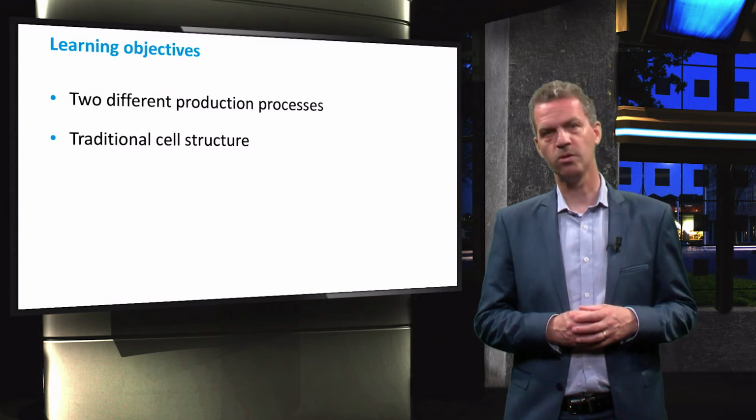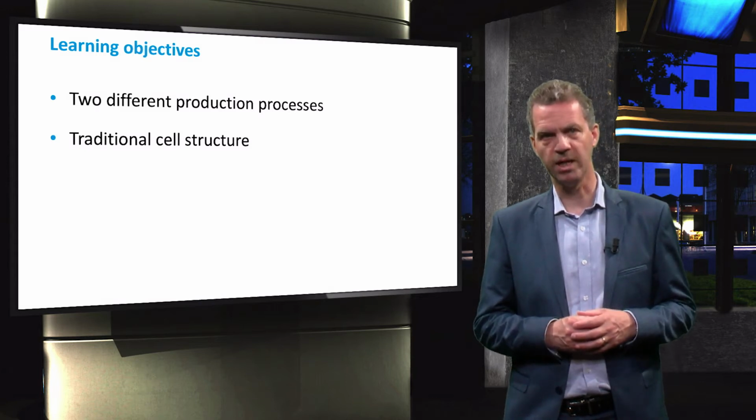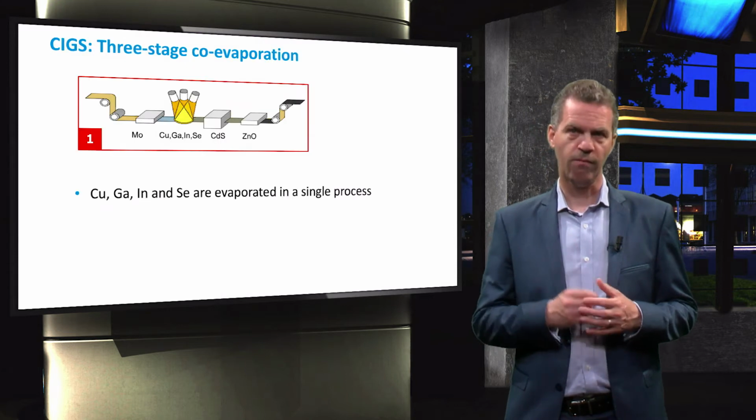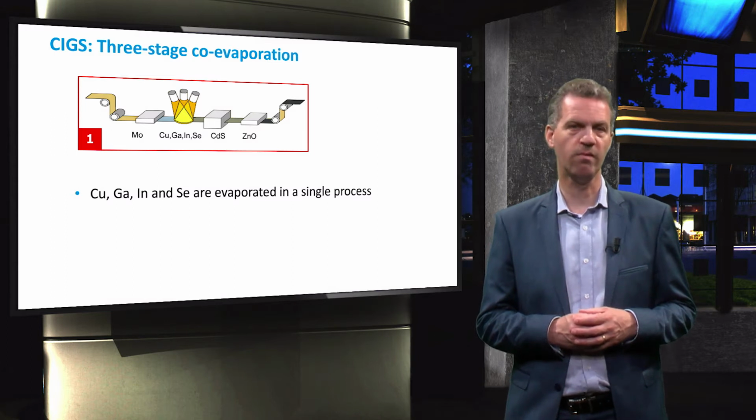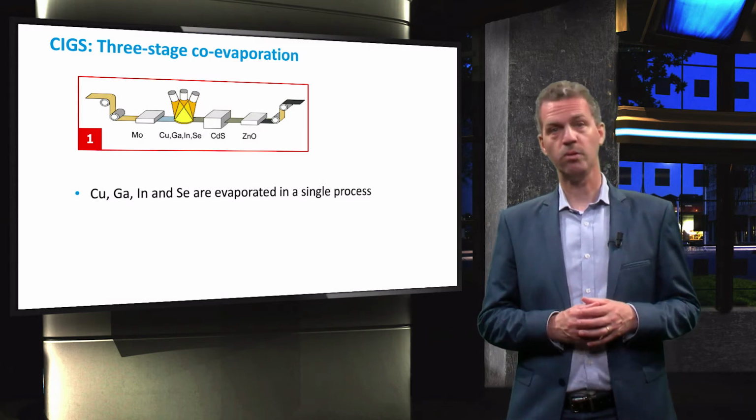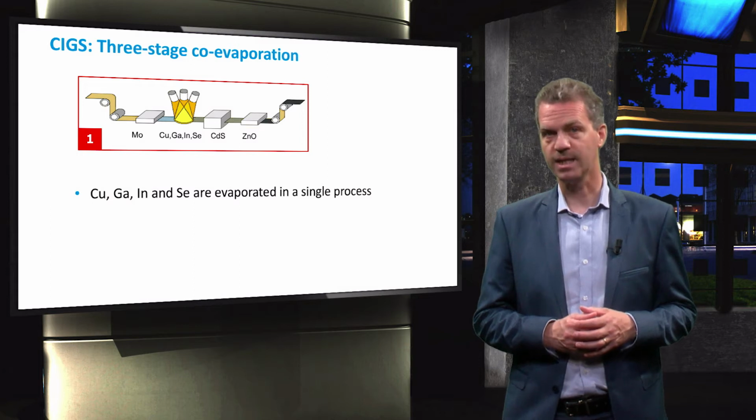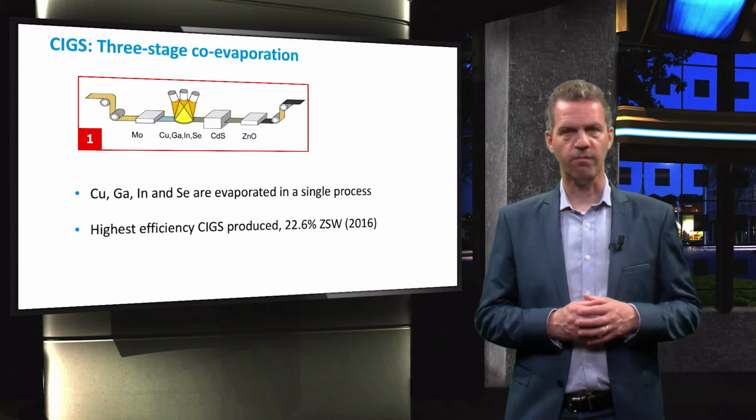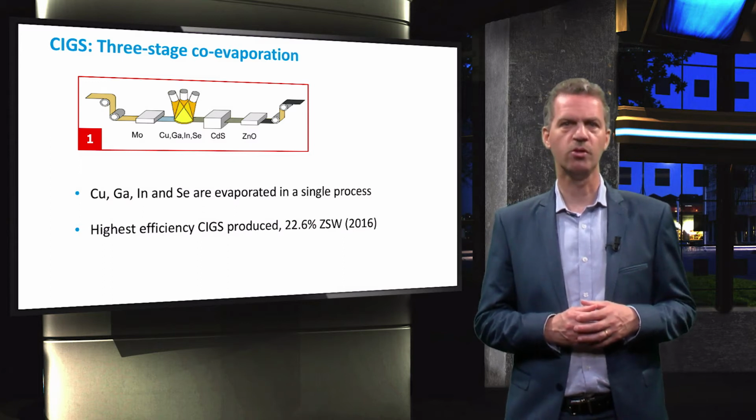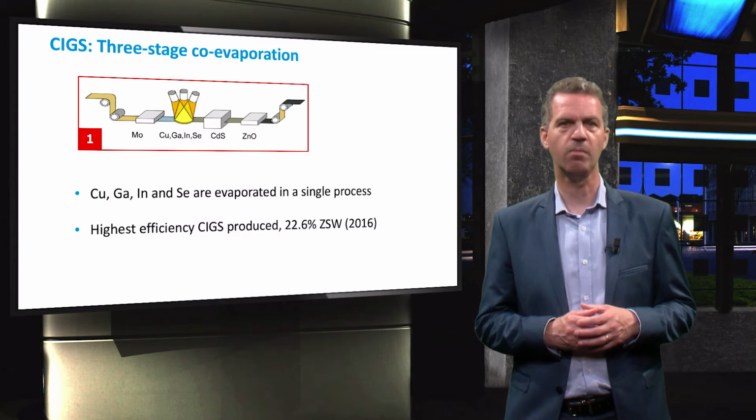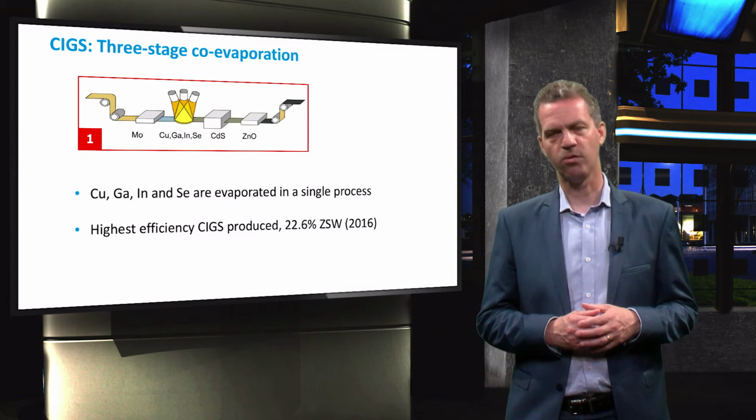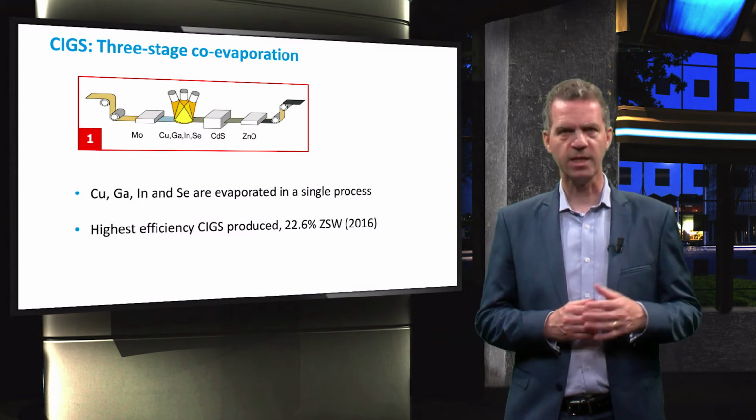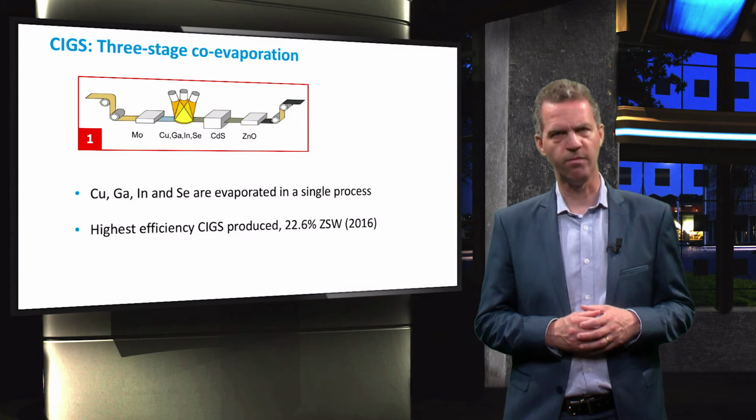Secondly, we will introduce the cell structure of a CIGS-based solar cell. The first method to deposit a CIGS layer is called three-stage co-evaporation. Essentially, all the required atoms are evaporated in a single process in three different stages. The highest efficiency solar cell produced with this method in 2016 by the German Research Institute ZSW has an efficiency of 22.6%, making CIGS one of the highest performing thin film technologies.